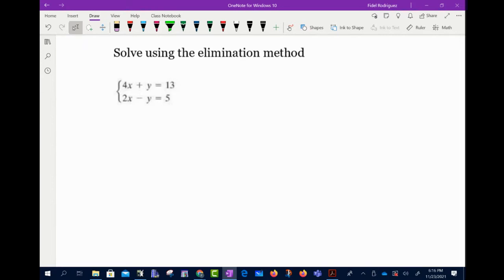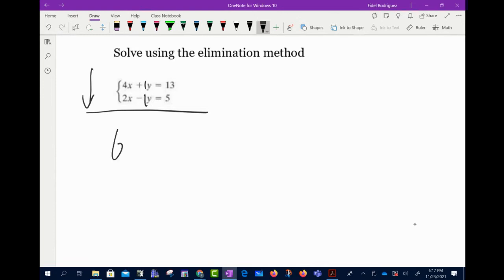So when I look at this problem, the first thing I notice is the number in front of the y in the first equation is a 1, and the number in front of the y in the second equation is a negative 1. So again, I have opposite numbers. One of them is positive, one of them is negative. The absolute values of those numbers are the same: same number, opposite signs. When we add straight down, that's what we're going to do.